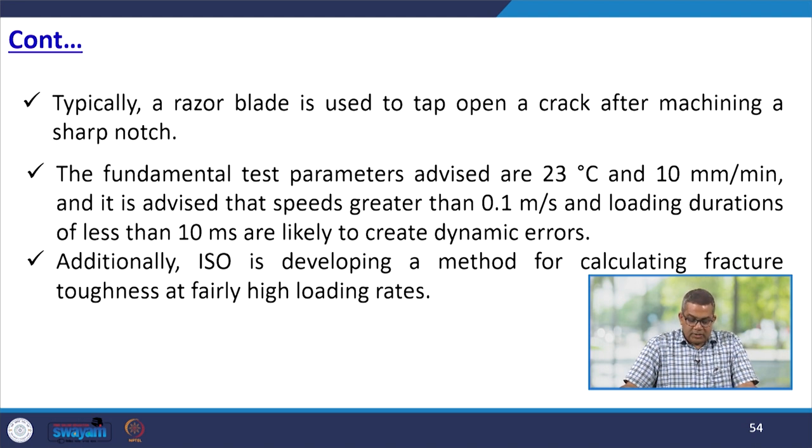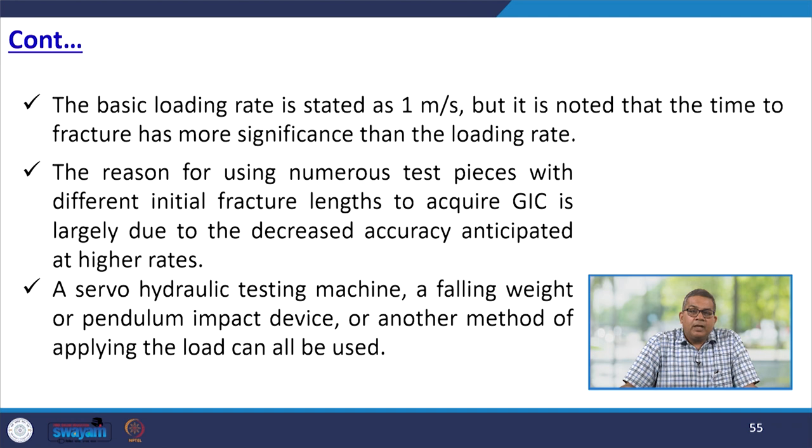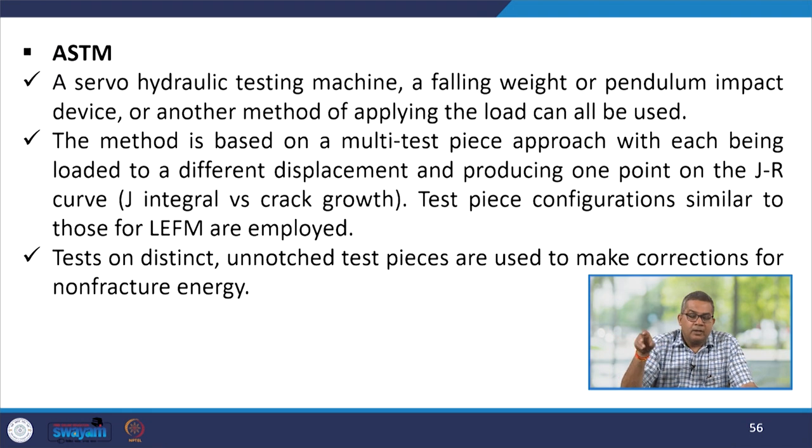Additionally, ISO is developing a method for calculating the fracture toughness at fairly high loading rates. And the basic loading rate is stated as 1 meter per second, but it is noted that the time to fracture has more significance than the loading rate. The reason for using numerous test pieces with different initial fracture lengths to acquire the GIC is largely due to the decreased accuracy anticipated at higher rates.